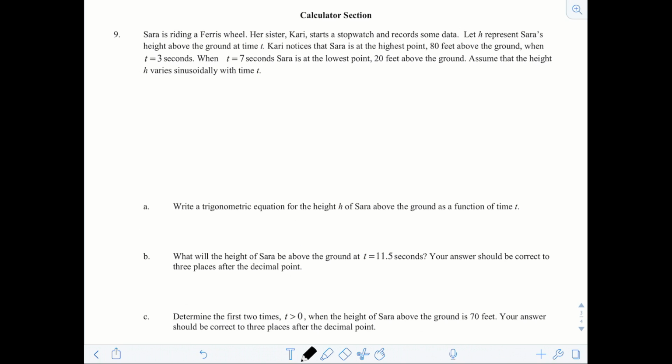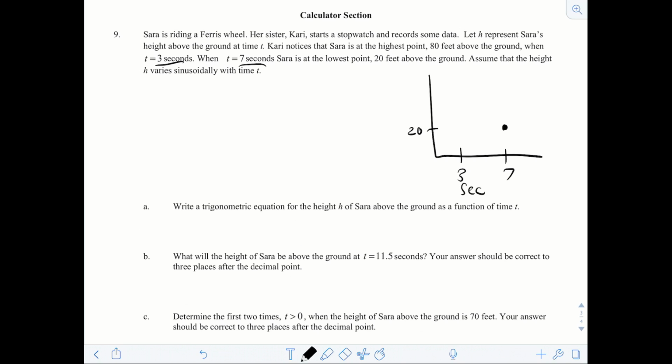So it says Sarah is riding a Ferris wheel. Her sister Carrie starts the stopwatch and records some data. Let H represent Sarah's height. The thing I want to do here is pull out some information. So I want to pull out 7 seconds and 3 seconds. I underlined them in the wrong order, so this is going to be 3 seconds and 7 seconds. At 7 seconds, she is at the lowest point at 20 feet. So I'm going to make a point at 7 seconds at 20 feet.